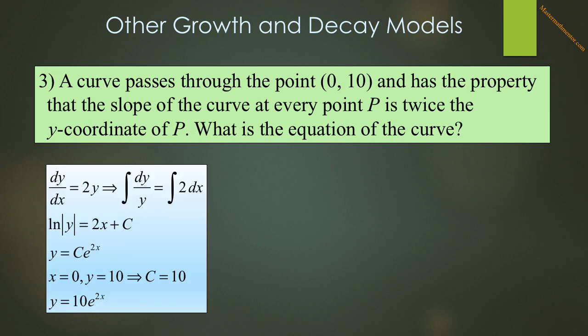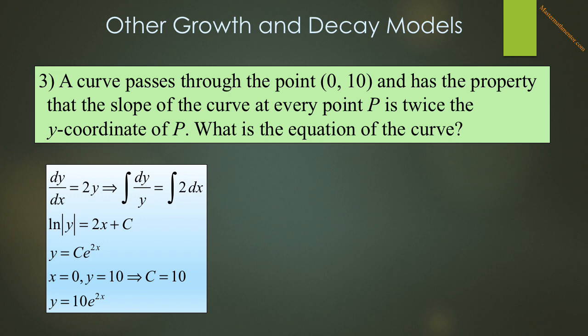This problem doesn't specifically use the magic words that the rate of change of P is proportional to the value of P. But in reality, it is saying that the rate of change is the slope, and twice the y-coordinate is simply multiplying by a constant. But if you didn't realize this, we can still do the problem.